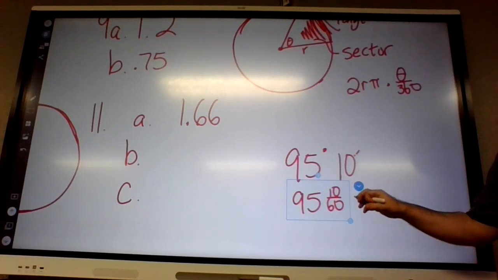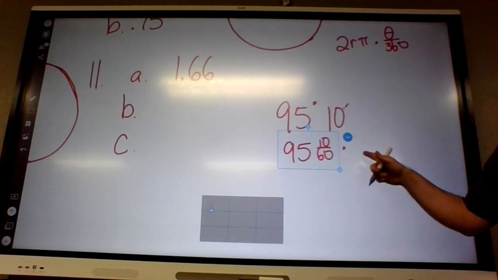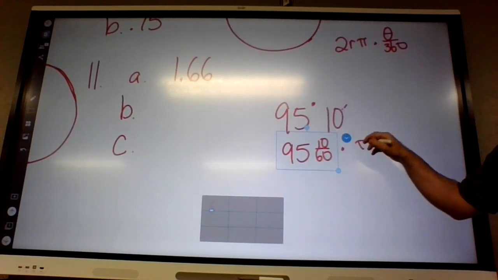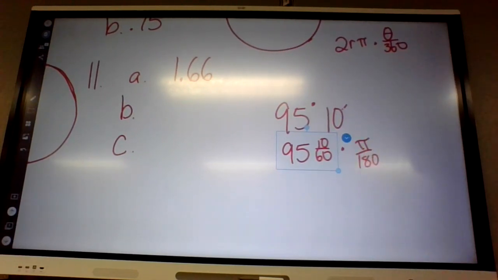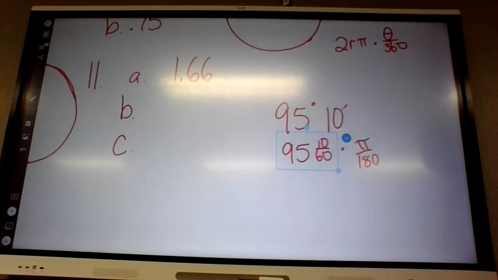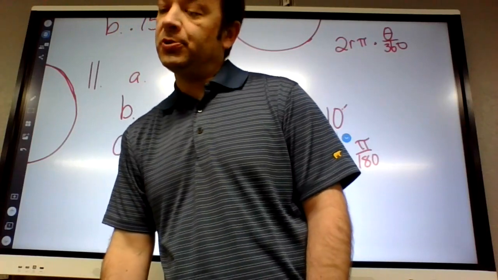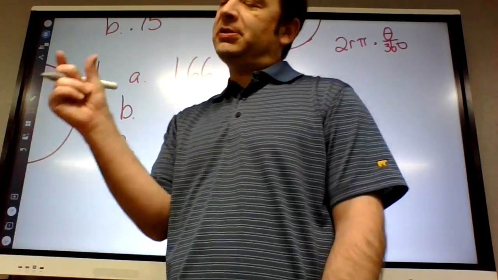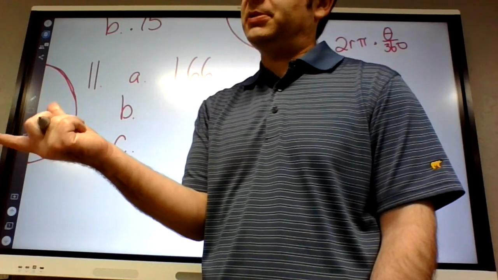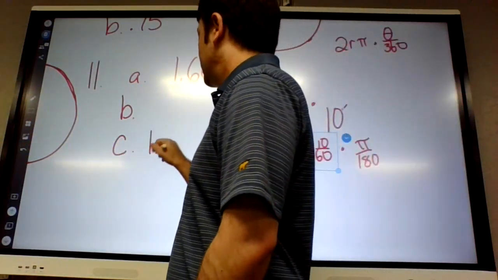So when you do your converter, you just need to change it to a fraction. So it's that times pi over 180. Or you could do 95 and 1/6 times pi over 180. I got 1.66 again. It's slightly larger than A, but it's close enough that it rounds to the same thing.